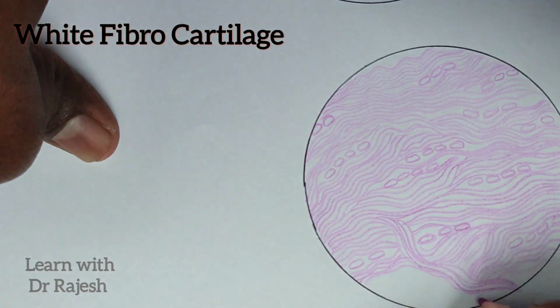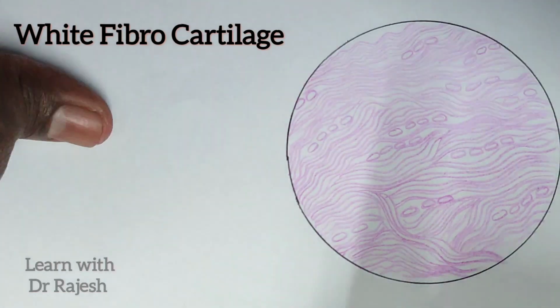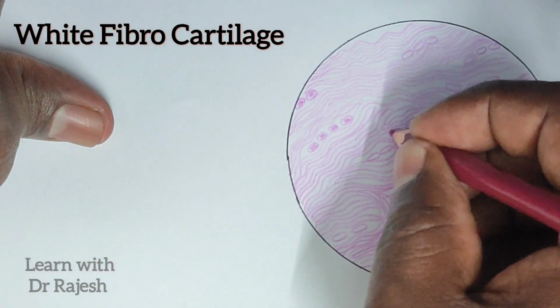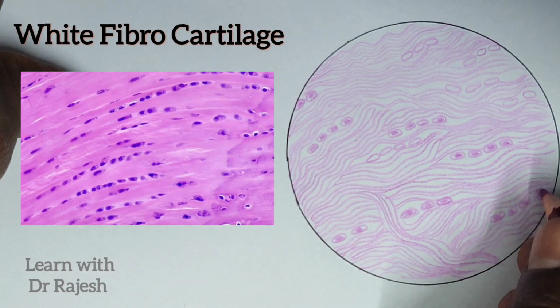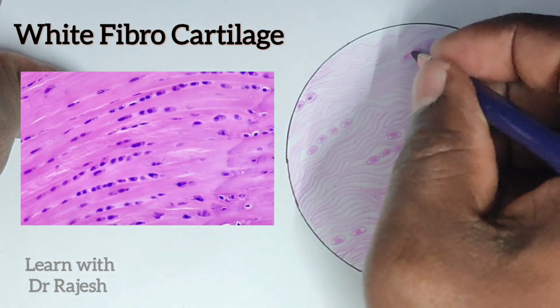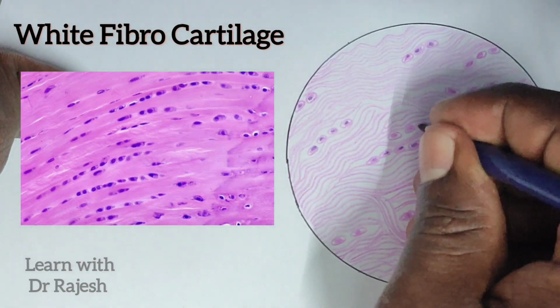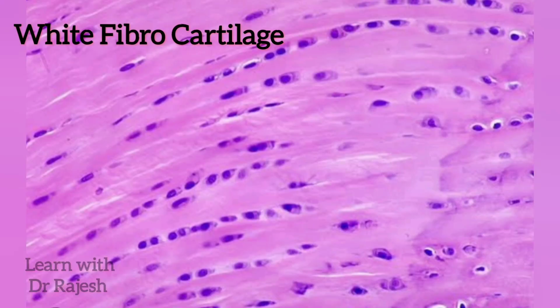After completing the fibers and the cells in between the fibers, the chondrocytes cytoplasm can be shaded this way, and finally we can place the nucleus after shading the cytoplasm. So nucleus is centrally placed, we can use the hematoxylin to place the nucleus. So these are the features of white fibrocartilage. This marks the end of cartilage series.